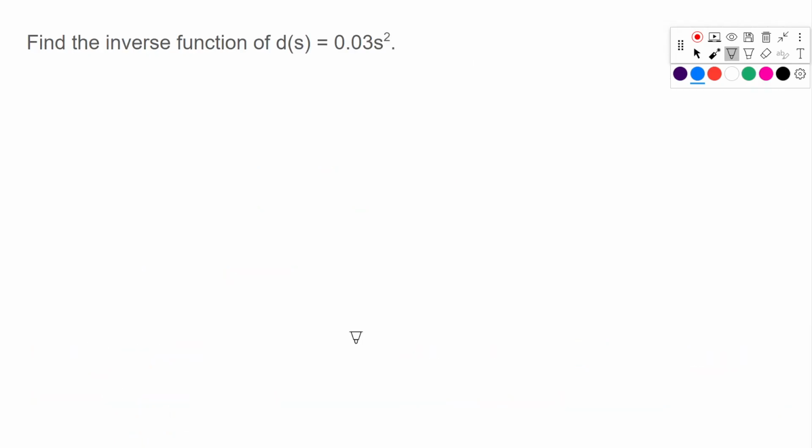Now, what if I want to know what the inverse function looks like? Well, in this case, we need to do some work to undo this. Our first step is, I'm just going to write the initial equation as d equals 0.03 s squared. Then I am going to switch d and s around, so switch the variables.